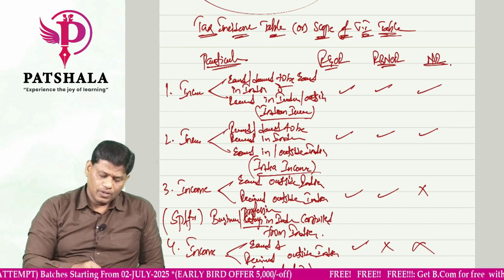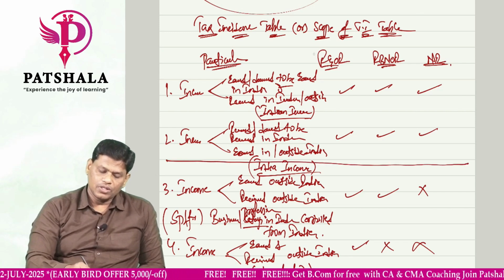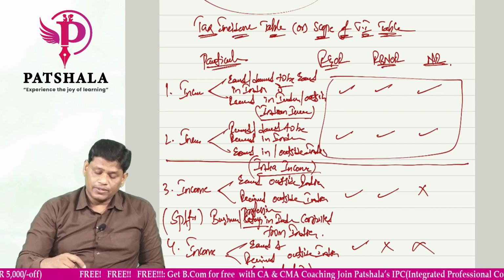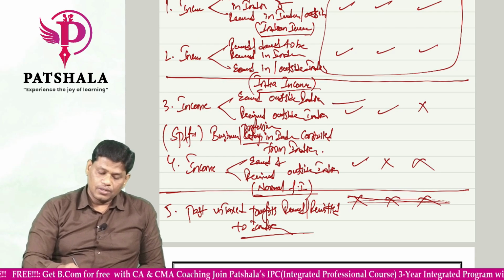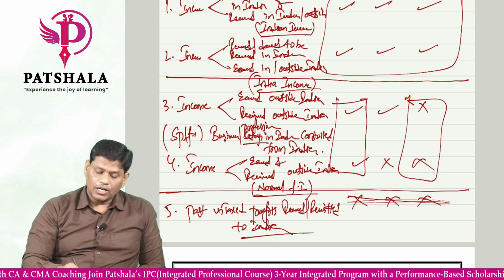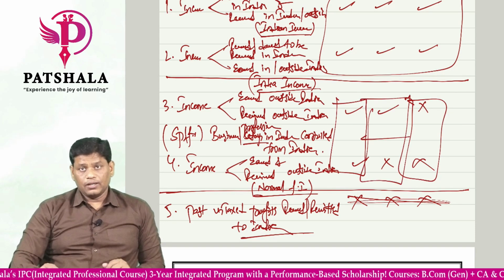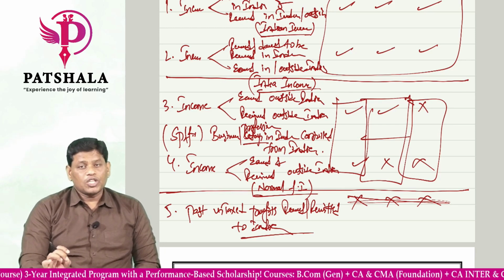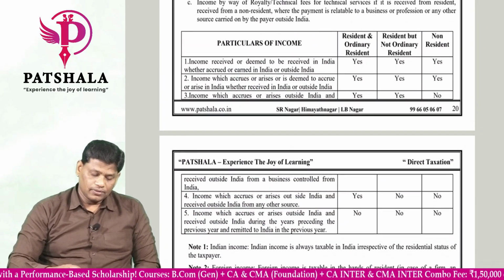First 2 are Indian incomes. Irrespective of residential status, you can see in the tax table here, all taxable. When it comes to the other 2 cases, resident is taxable, non-resident is not taxable. Resident but not ordinary resident, sometimes it is taxable and sometimes it is not taxable. Clear? So, this is your residential status tax incidence table. Based on this, we will solve the problems. You can see here, I have given it in the material.